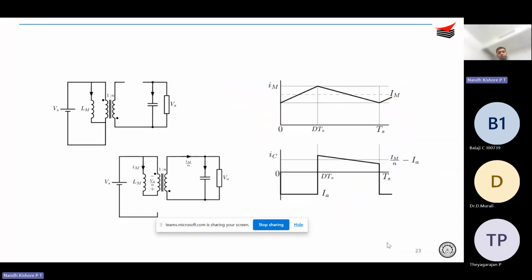Okay, so from the equivalent diagrams, you are able to understand that during the first interval, IC is equal to simply minus IA. Okay, during the first interval. And during the second interval, what is IC? IC is equal to Im by n minus IA.